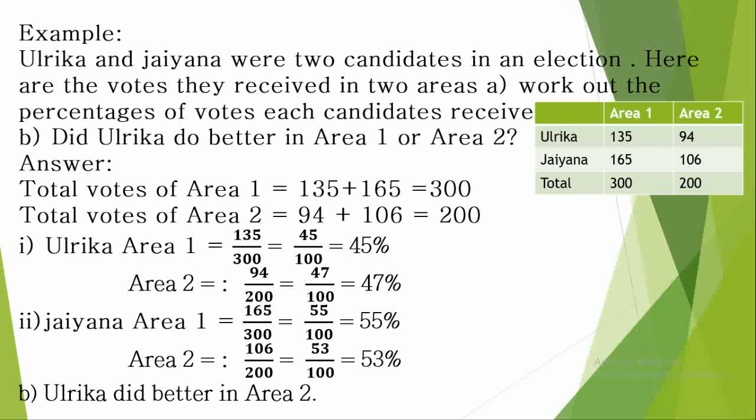So see, for Ulrika, area 1 has 45%, area 2 has 47%, Jayana has in area 1 55% and in area 2 53%. Now see, B1, did Ulrika do better in area 1 or area 2? So compare the percentages. For area 1 it's 45% and area 2 has 47%. So Ulrika did better in area 2.